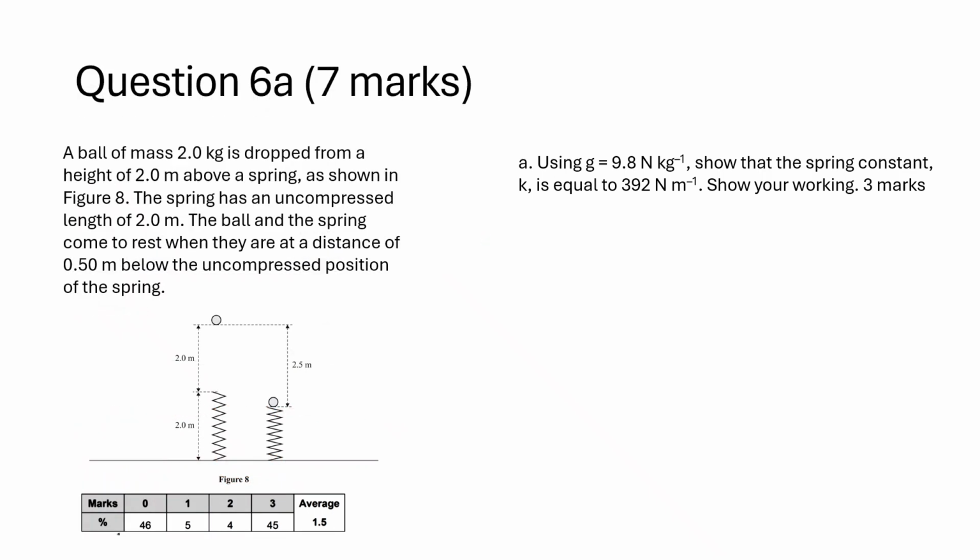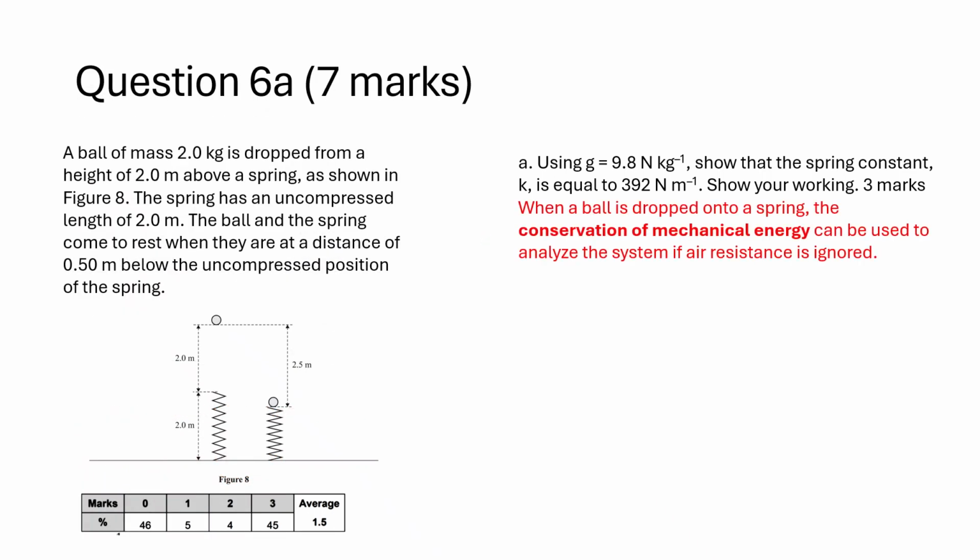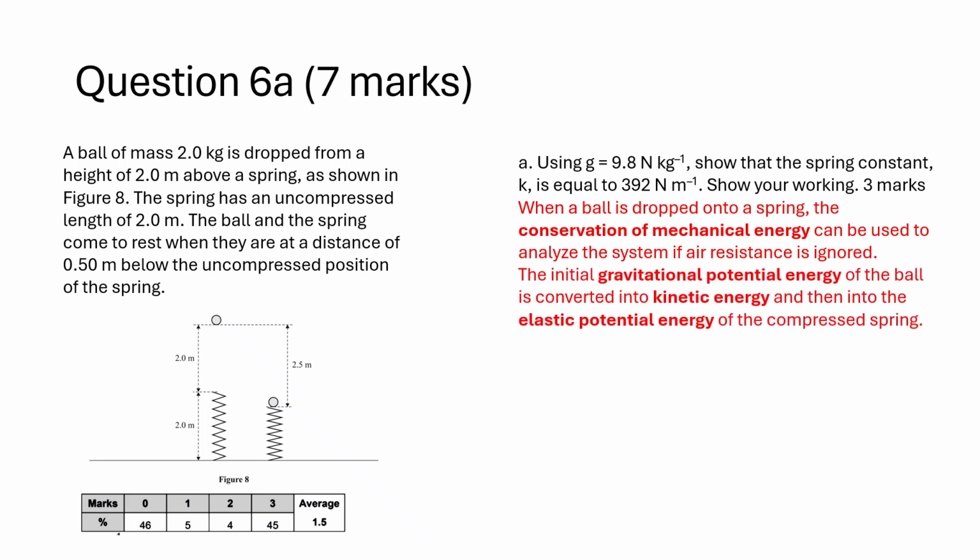When a ball is dropped onto a spring, the conservation of mechanical energy can be used to analyze the system if air resistance is ignored. The initial gravitational potential energy of the ball is converted into kinetic energy, and then into the elastic potential energy of the compressed spring. This relationship can be used to calculate the spring constant.